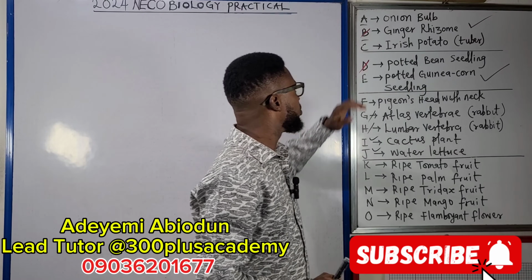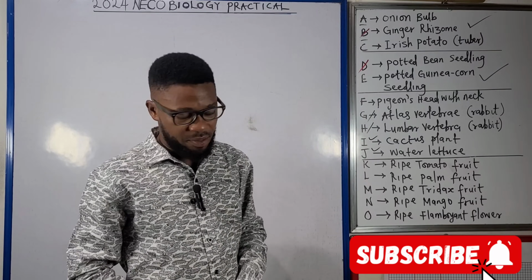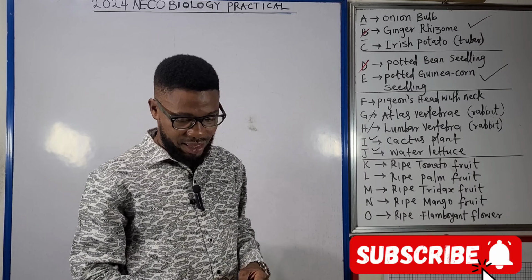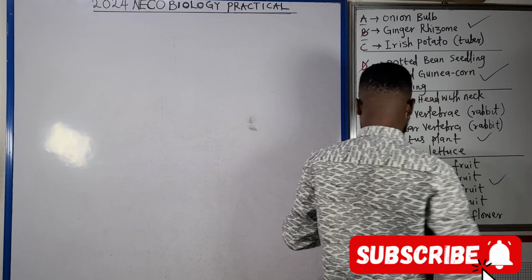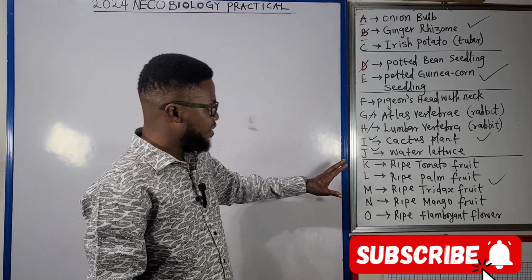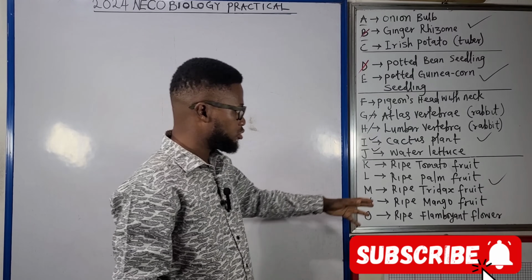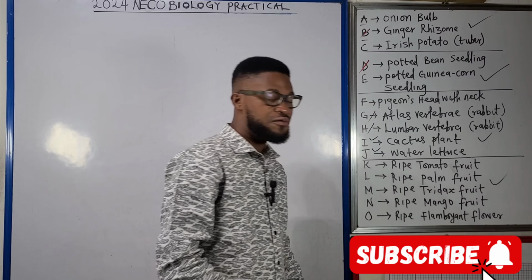Okay, still on the business of NECO 2024 Biology Practical. We've looked at Group 1, Group 2, and Group 3. And right about now, it's time to look at the last and final group, Group 4, talking about specimens K to specimen O. What we have in this group talks generally about 4 fruits and a flamboyant flower.